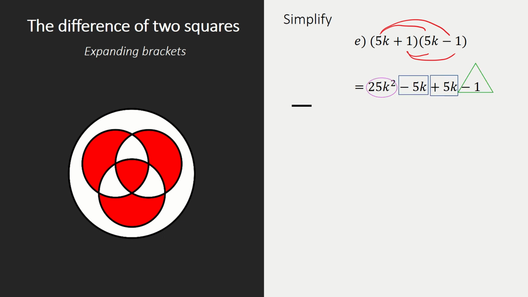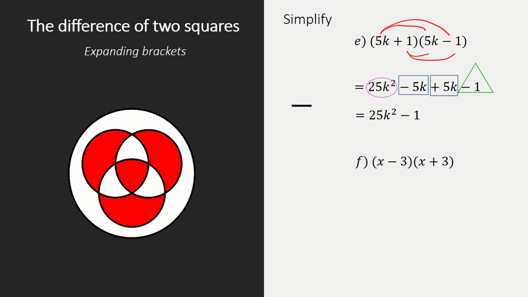When you highlight the like terms, you see that minus 5k and plus 5k are the like terms. Minus 5 plus 5 is 0. So minus 5k plus 5k is 0 as well. We do not write 0 down. It's just 25k squared minus 1.